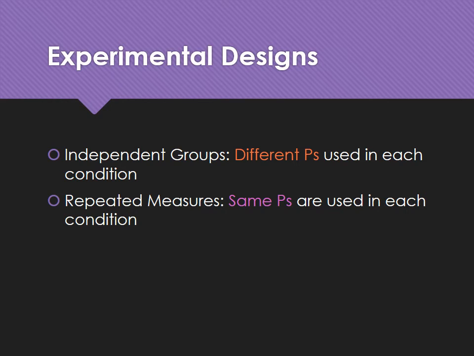Our second one is repeated measures, so we have the same participants being used in each condition, so we have the same people in condition 1 as condition 2. They're kind of repeating the experiment themselves, hence repeated measures.